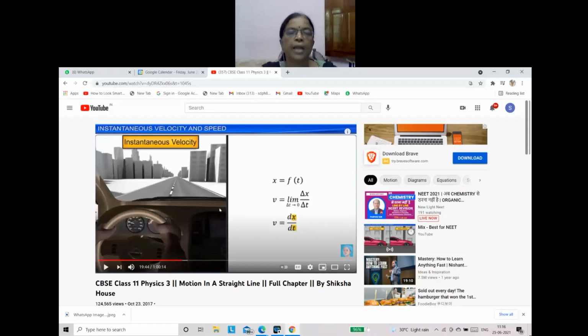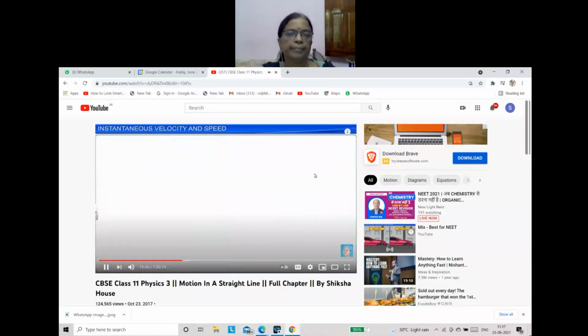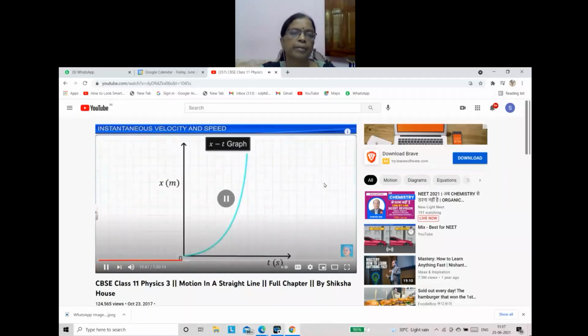Here we are going to find the instantaneous velocity. This is the equation for instantaneous velocity, and we can see how we are getting it. First you have to plot the graph. So from the graph, how will you find instantaneous velocity? That is what we are going to study. Let's understand how to calculate instantaneous velocity.